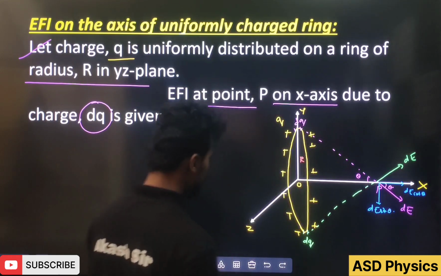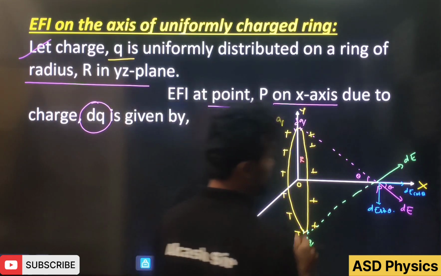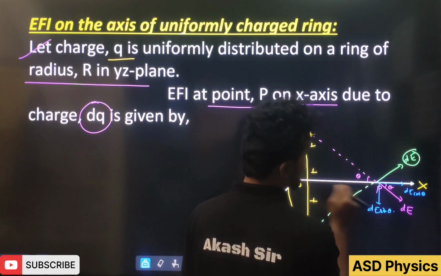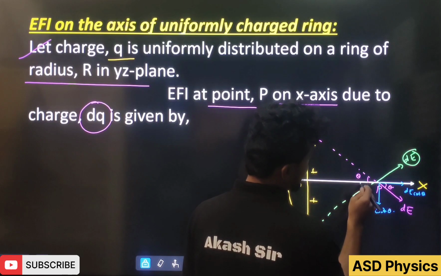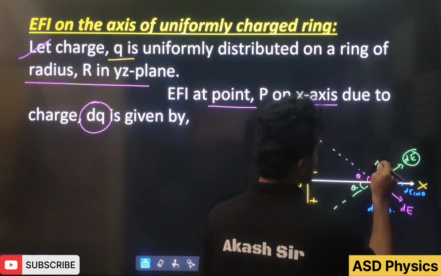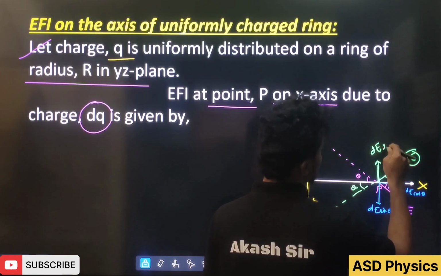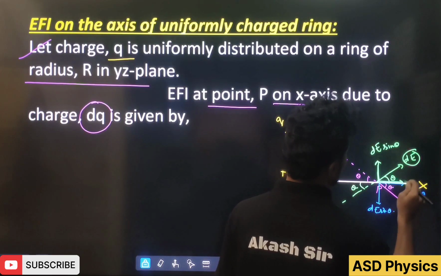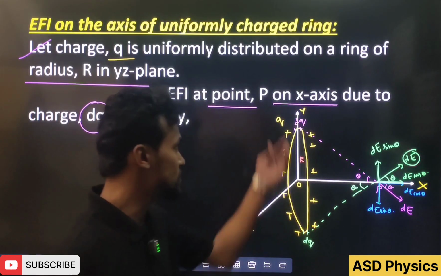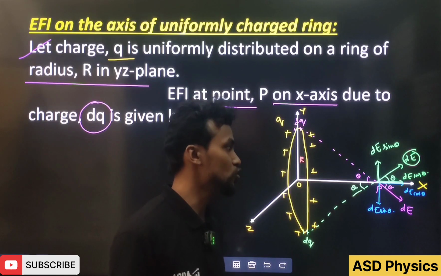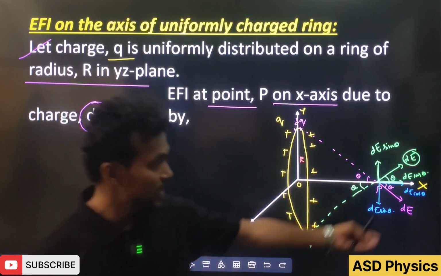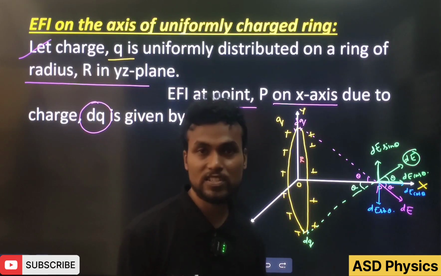Similarly, due to the other charge, this angle is also theta. So this side component will be dE sin theta, and the other component is dE cos theta. So if we take just two small charges dq, by symmetry you can see the dE sin theta components are in opposite directions and will cancel out. Both dE cos theta components are in the same direction, so they will add up.